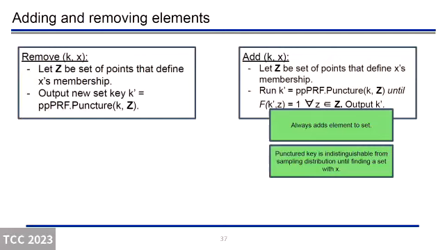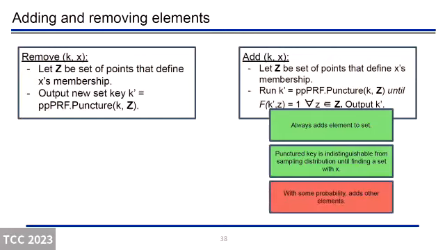The punctured key, again, by the privacy property on the puncturing, is indistinguishable from a key picked from the keys that originally contained X. And again, we run into this problem with the dependency, which we say we can deal with.